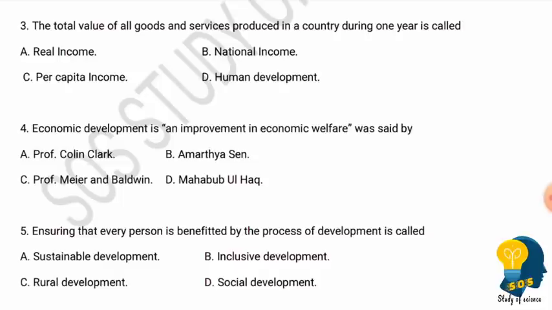The total value of all goods and services produced in a country during 1 year is called, and the options are A. Real income, B. National income, C. Per capita income, D. Human development. And the right answer is B. National income. Economic development is an improvement in economic welfare, was said by. Options are A. Professor Colin Clark, B. Amartya Sen, C. Professor Meyer and Baldwin, D. Mahbub Ul Haq. And the right answer is A. Professor Colin Clark.